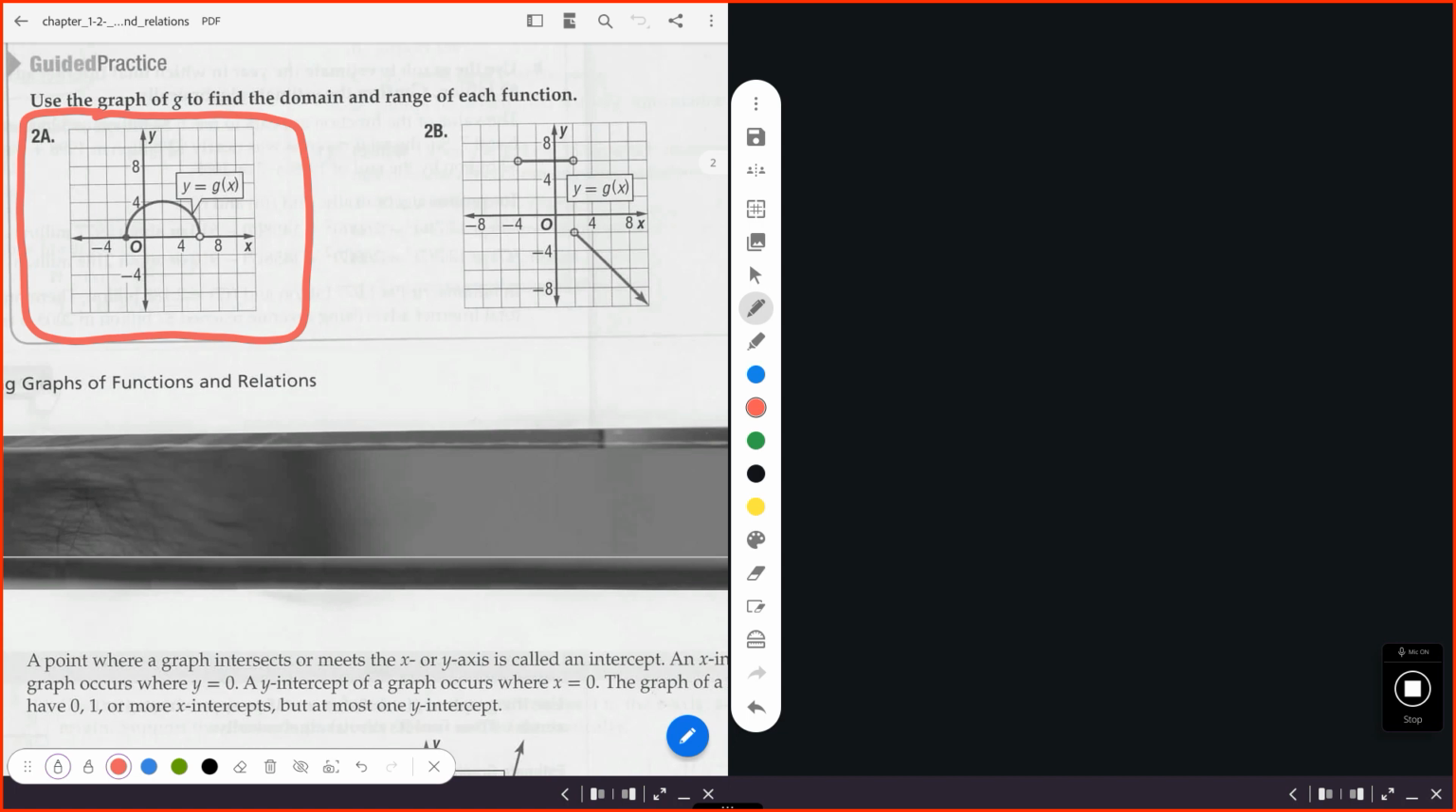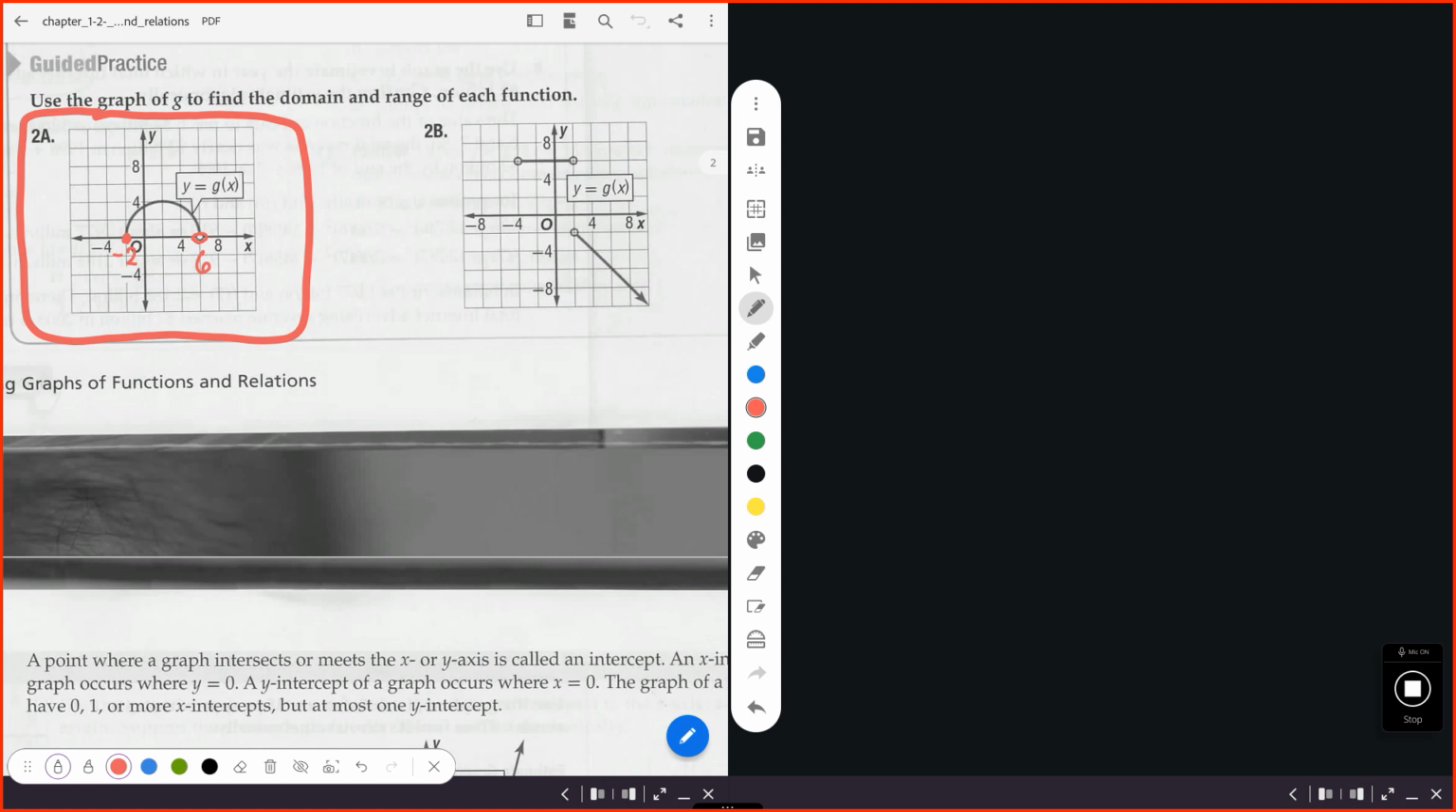Okay, it looks like we're going in increments of 2. So this point right here would be at -2, and this open one would be at 6. So this would be at -2, and this one would be at 6. Now your domain, let's just look at your x value.